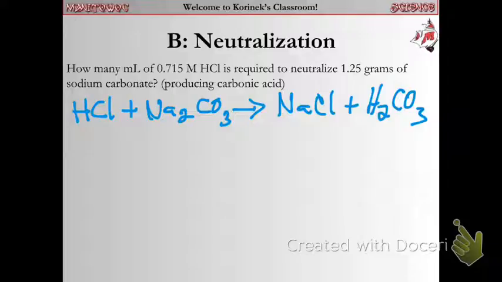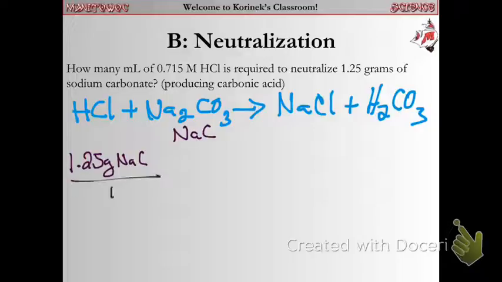All right, so what does that stoichiometry look like then? So we've got 1.25 grams of the sodium carbonate. Let me call that NaC, just to shorten things up here, sodium carbonate, over 1. The molar mass of that is going to be 106 grams per mole. Grams cancels out. At this point, I know how many moles of sodium carbonate I have. So now we ask the question again: if I know how many moles of sodium carbonate I have, I should be able to figure out how many moles of HCl I'll need to neutralize that.